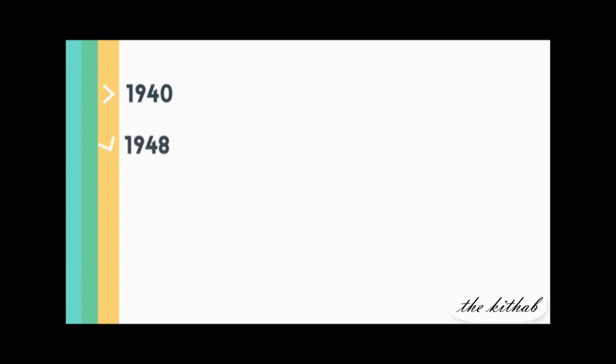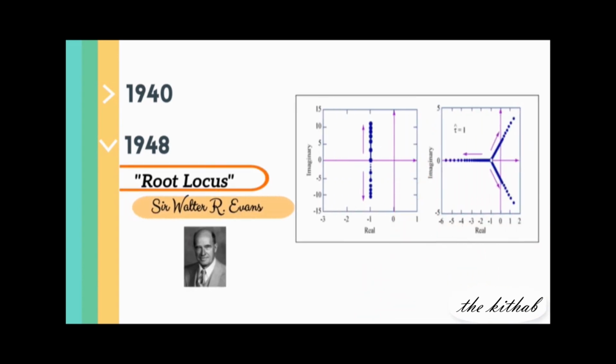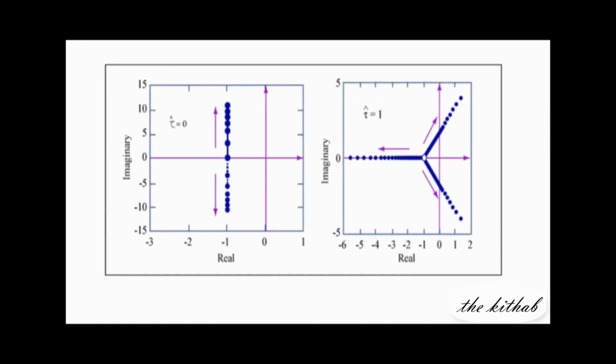Luckily, 8 years later, an American control engineer, Walter Evans, introduced the root locus technique. This is a graphical method for examining how the roots of a system change with variation of a certain system parameter. So, if wind speed was a parameter, we would come to know how the poles would move according to different wind speeds. And that is how we avoid catastrophe in engineering.